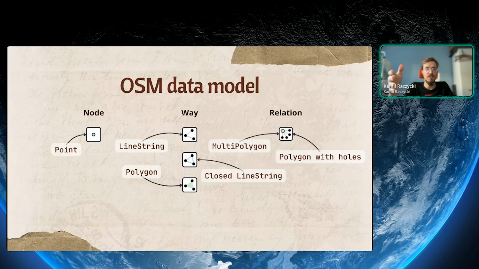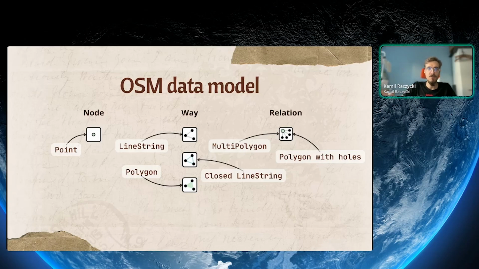So basically, if we want to map those objects in OSM to exact geometries, then nodes would be mapped to points, ways could be mapped to either line strings or polygons, and relations could be mapped to multi-polygons or polygons with holes.